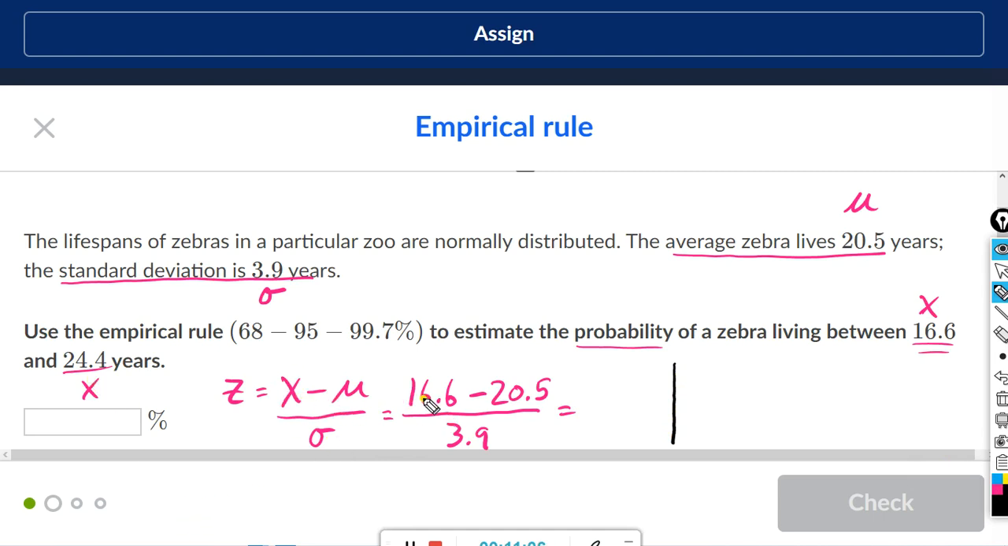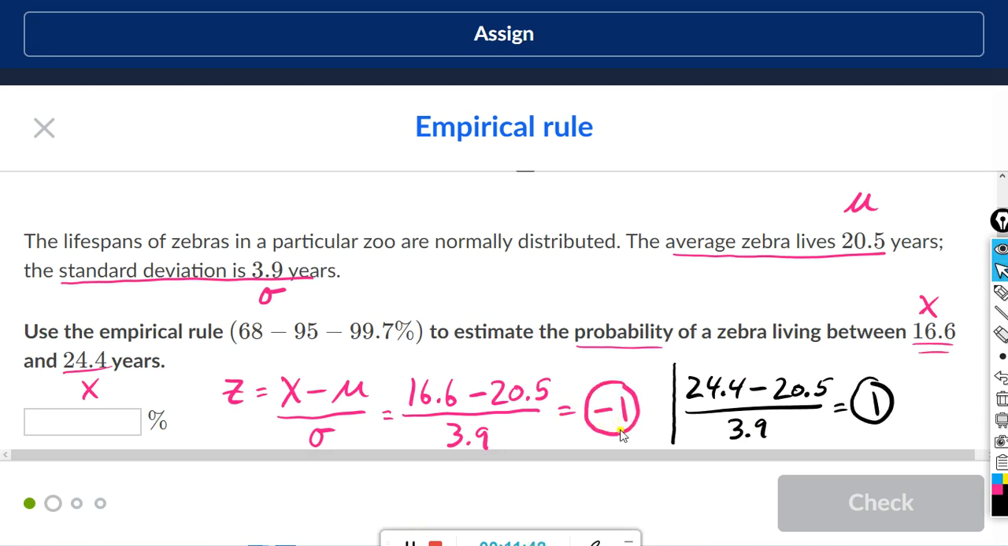Okay, the first x was 16.6, but the other x is 24.4. So we start with x, 24.4, and we subtract mu, that's 20.5. And again, we divide by sigma, which didn't change, 3.9. Okay, I am going to do each of these on the calculator and get z-scores.